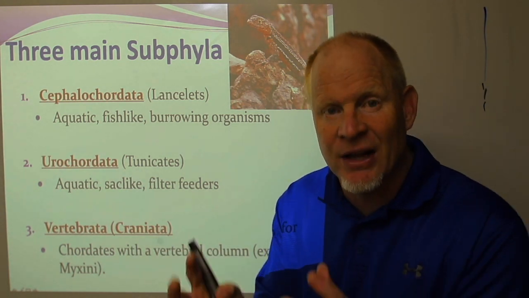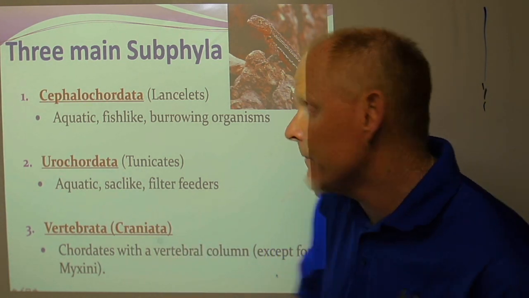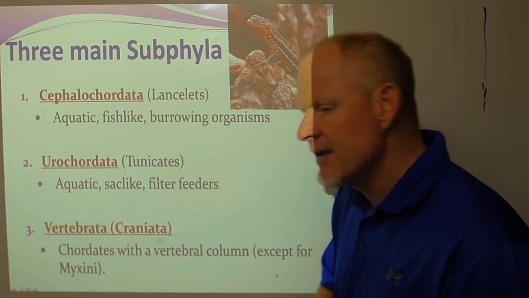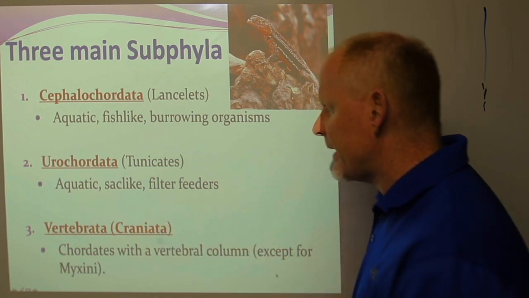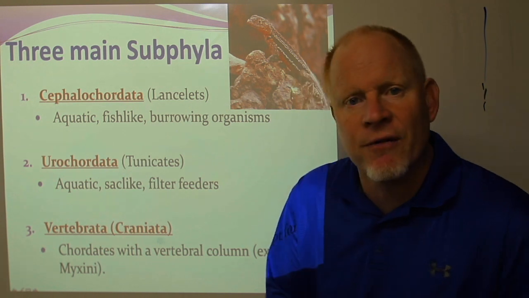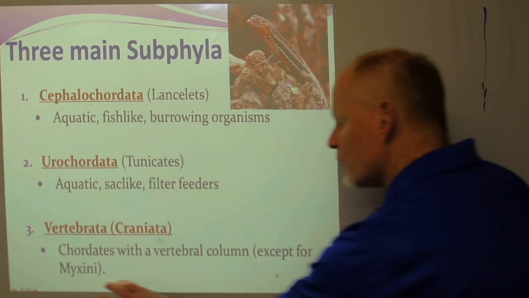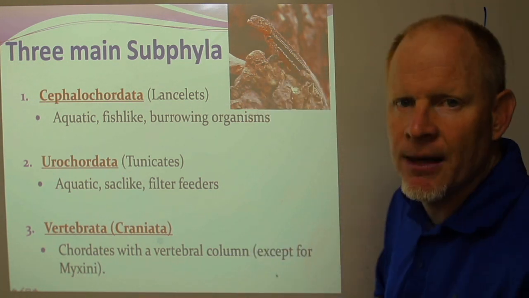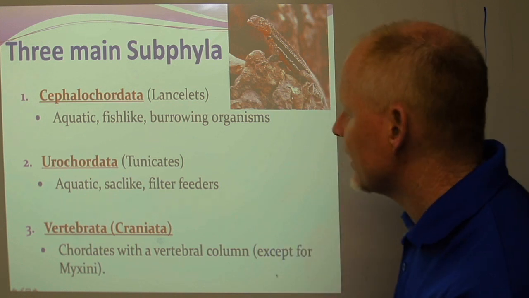They're sac-like. They look like a ball of jelly, if you will. And they are filter feeders. And then we got the largest group here, the vertebrates or the craniates. And these are chordates with vertebral columns, except for this one group called Myxininae, which are hagfish. And so I'll talk about those.